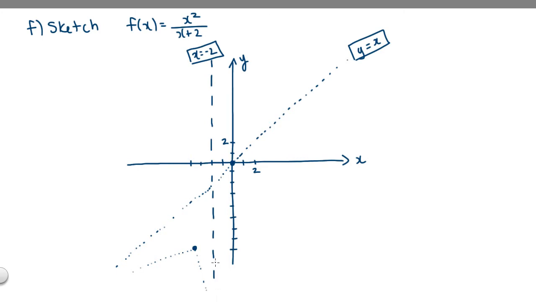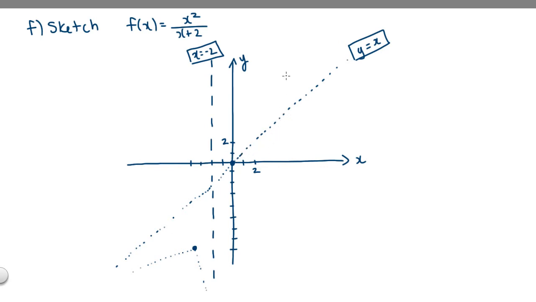Okay, over on the other side of the vertical asymptote, we said that our function was again decreasing to the right of -2. It's going to be decreasing all the way down to the origin until x equals 0, and then it's going to start increasing again.